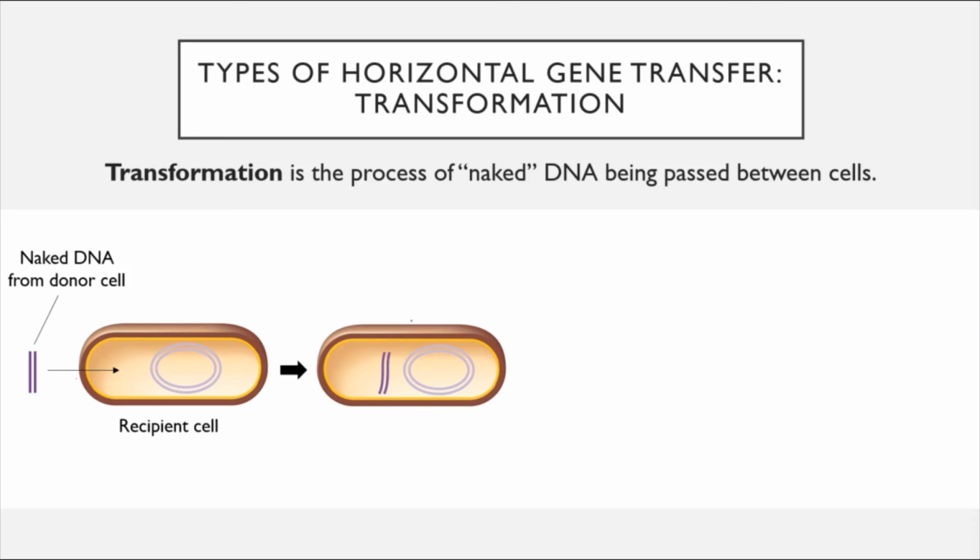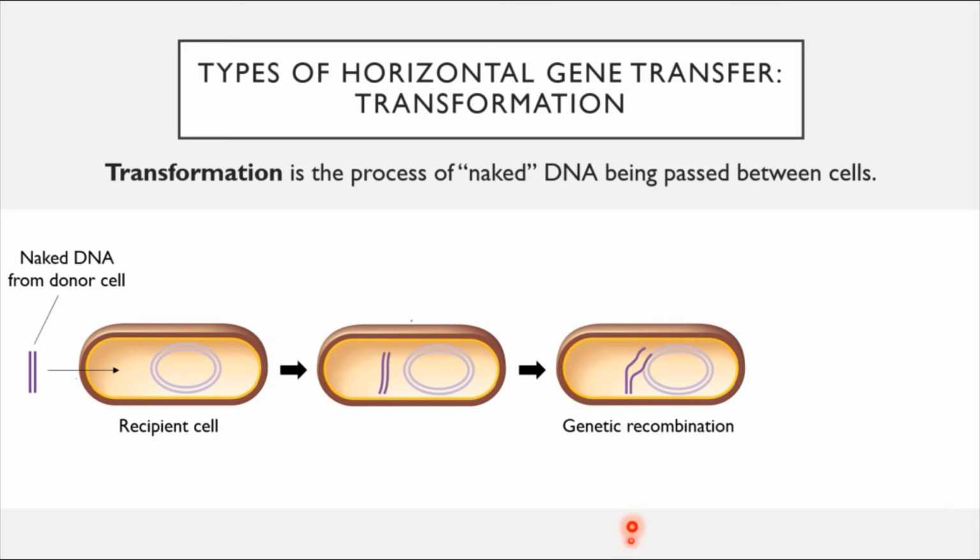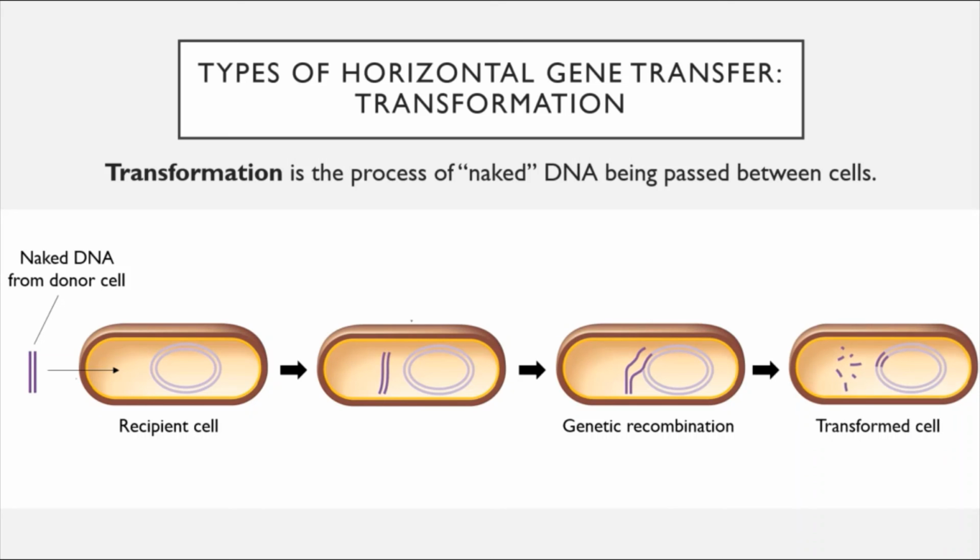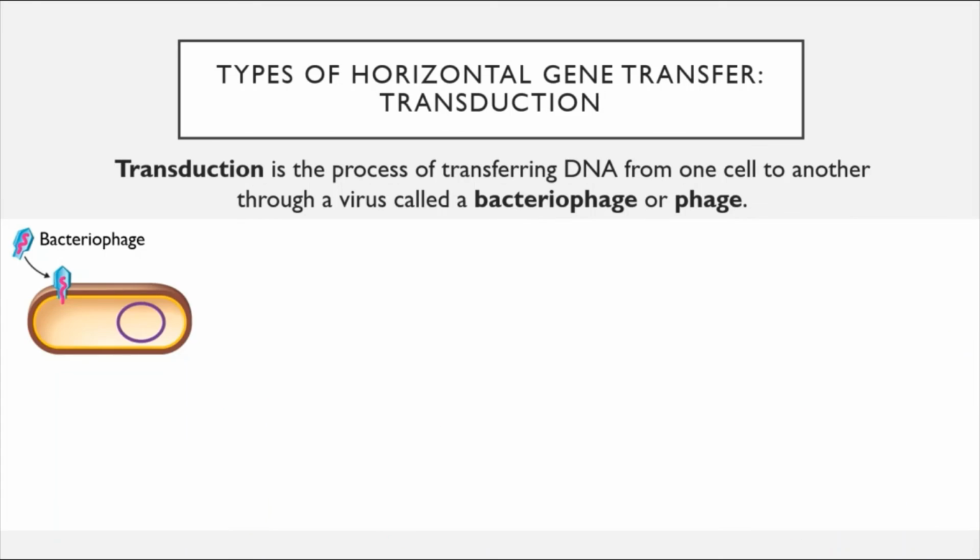It can be brought inside, and then through a process called genetic recombination, it can actually merge with and become part of the new cell's chromosome. It's really strange, but it's like taking up the genes of one of this cell's dead friends and then making it part of its genes.